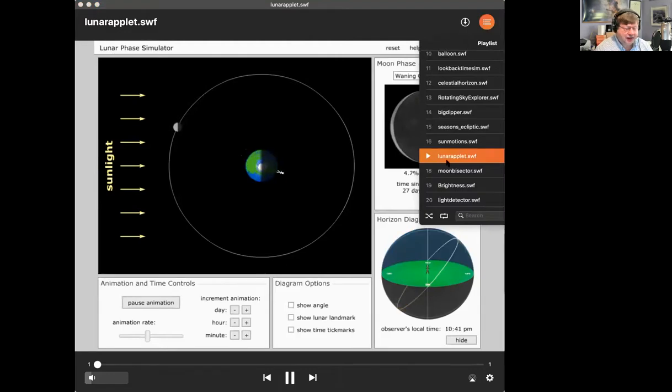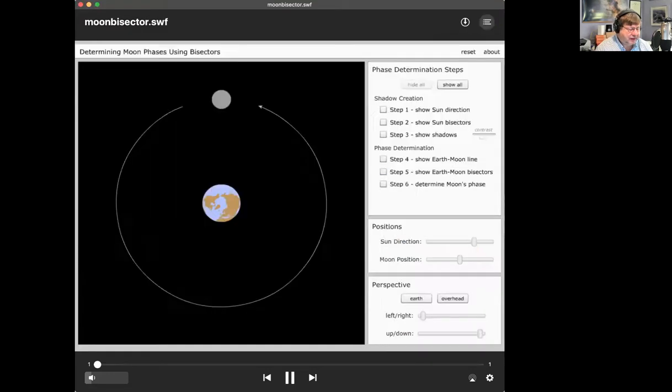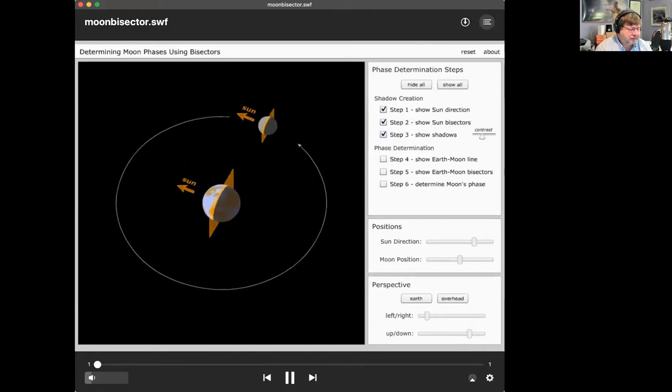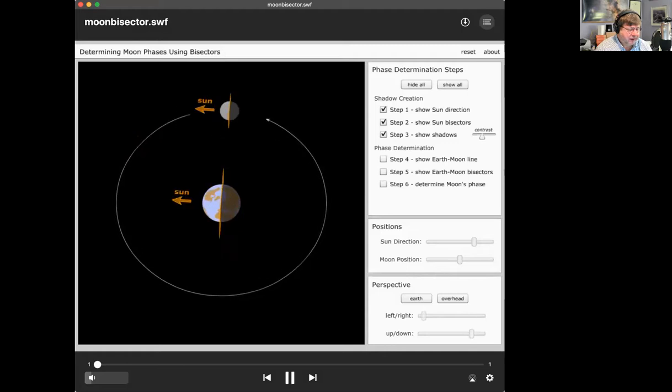Yes. Let's see, moon bisector. Here's another cute one. There's the moon sun direction. There's the sun bisectors. There's the shadows. And the moon position. Okay. So I'll bundle these up as Flash animations so you guys can play with them.